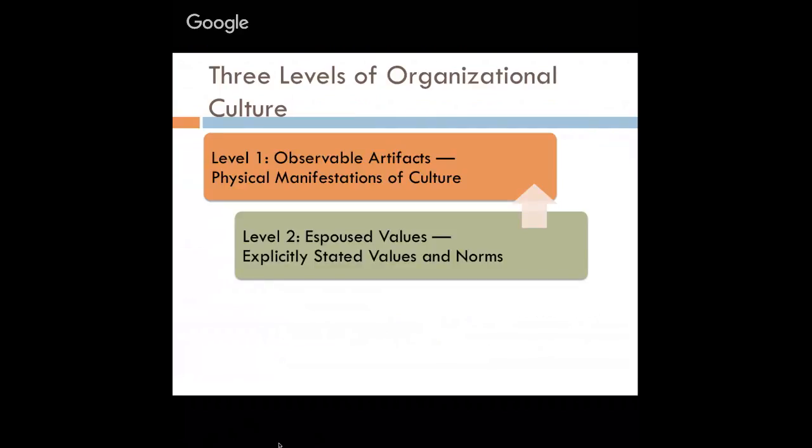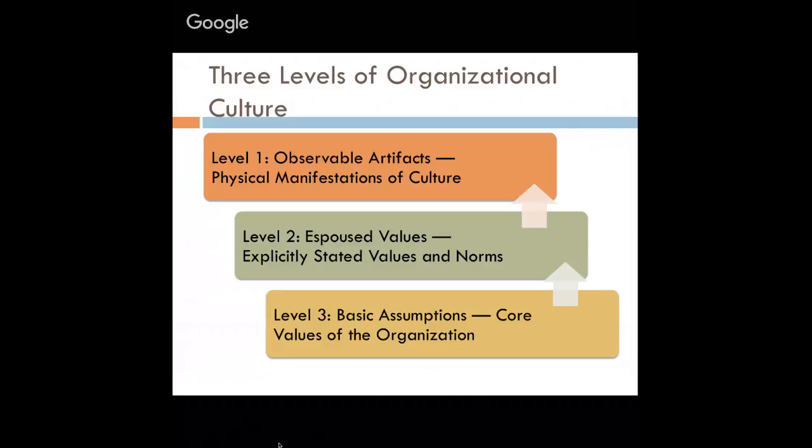Where does this observable culture come from? From explicitly stated values. These are the values espoused by the company, the norms of the organization. Norms are expected average behavior that has been put forth by the founder, or that is espoused by the top management team. And where do these come from? Well, they come from the core values of the organization, the basic values. Remember, level 1 is very easily observable. Level 2 may not be observable, but it's very clearly stated. It's level 3 that's actually helping build levels 2 and 1.